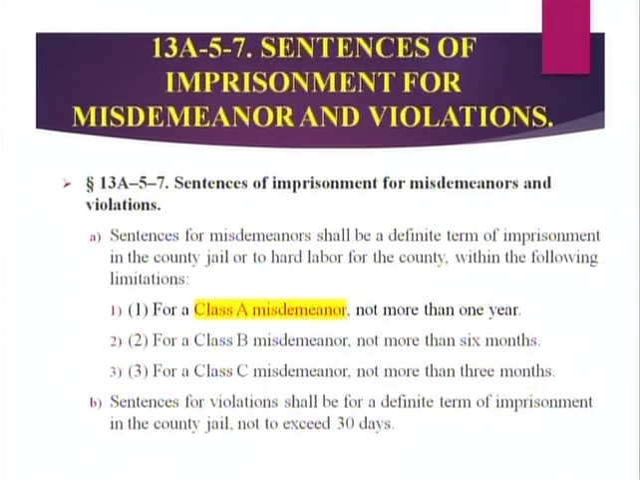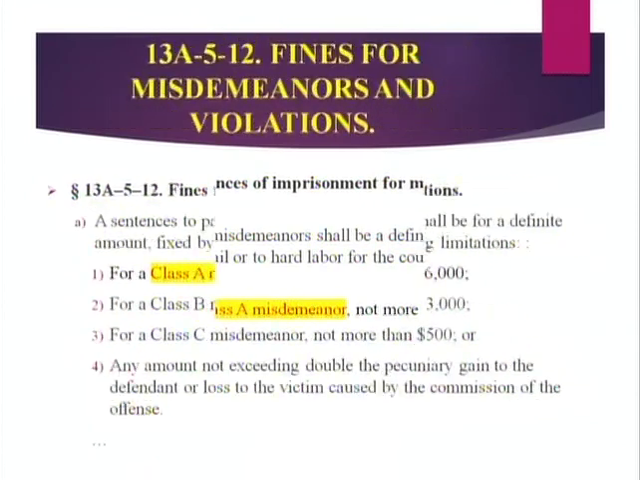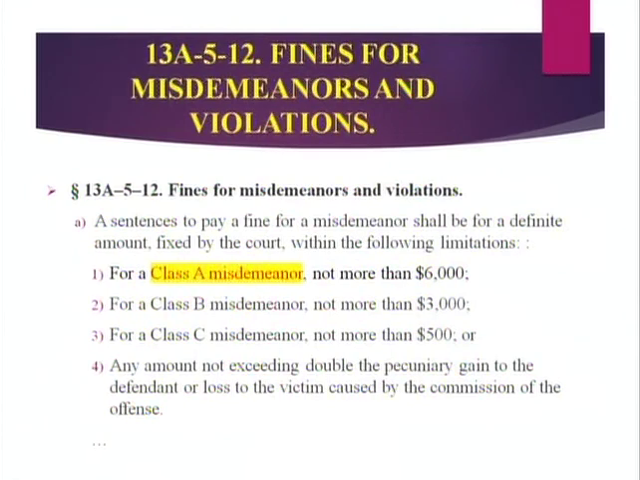And the sentence for a Class A misdemeanor is not more than 1 year. And sentences shall be a definite term of imprisonment in the county jail or to hard labor for that county within the following limitation. For the Class A, not more than 1 year. For Class B misdemeanor, not more than 6 months. And for a Class C misdemeanor, not more than 3 months. And of course, misdemeanors and violations have fines as well. And a Class A misdemeanor for animal cruelty will not be more than $6,000.